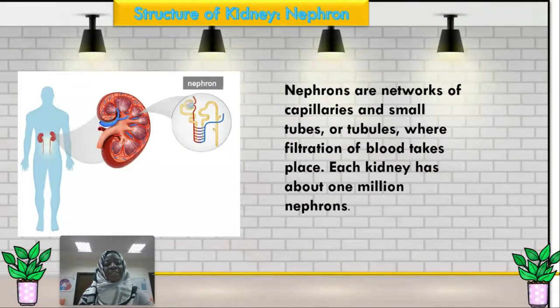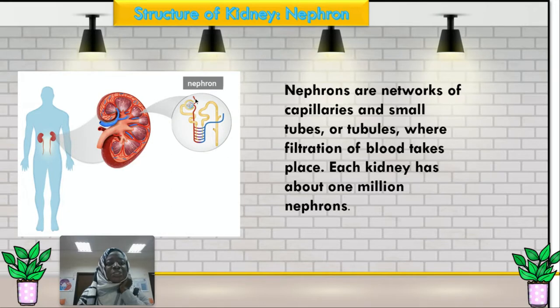The structure of the kidneys. Within the kidneys, we have nephrons. Nephrons are a network of capillaries. Capillaries are very small, tiny blood vessels and small tubes or tubules where filtration of blood takes place.